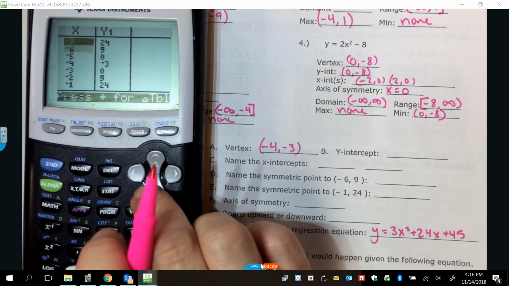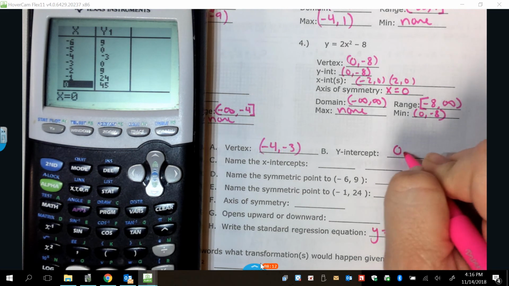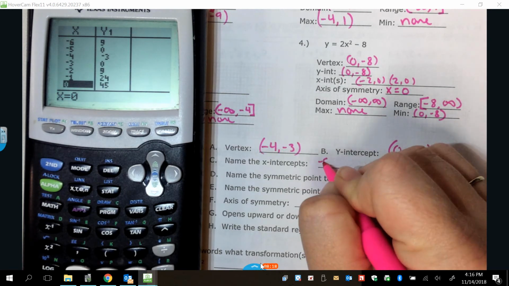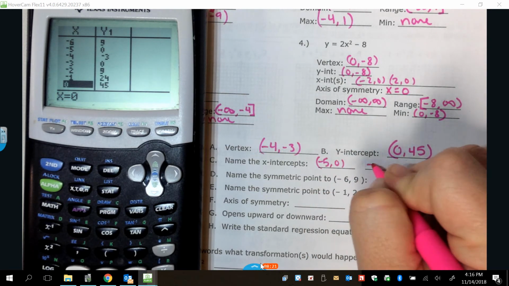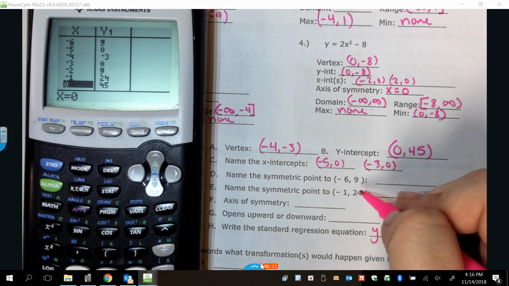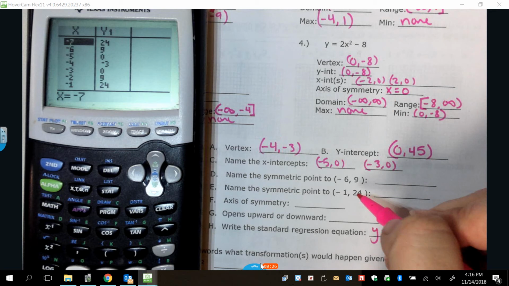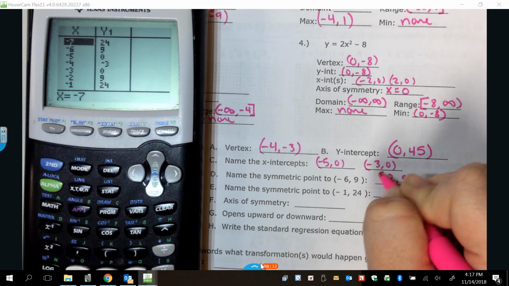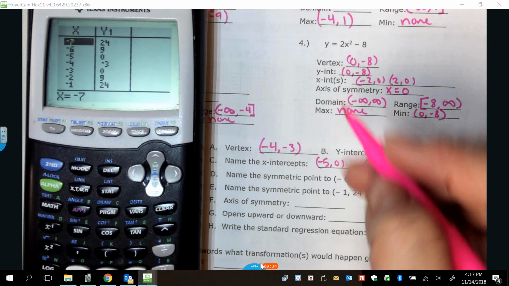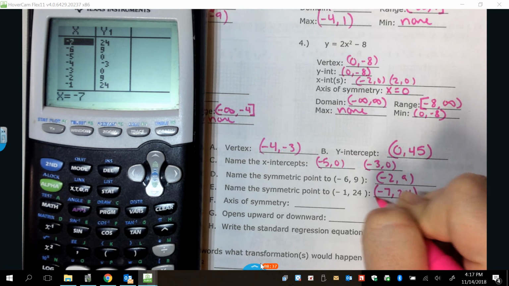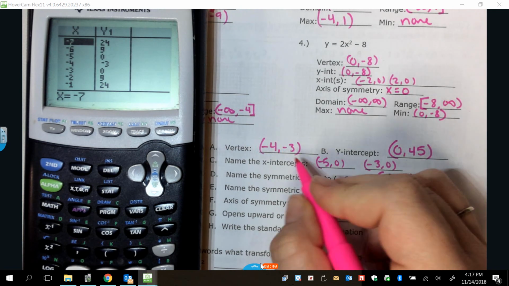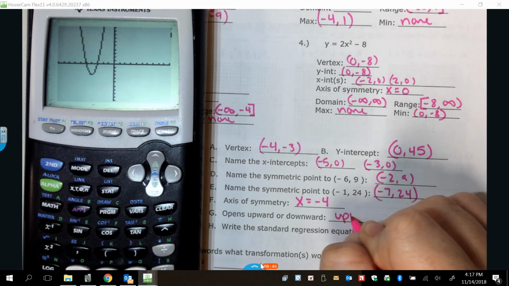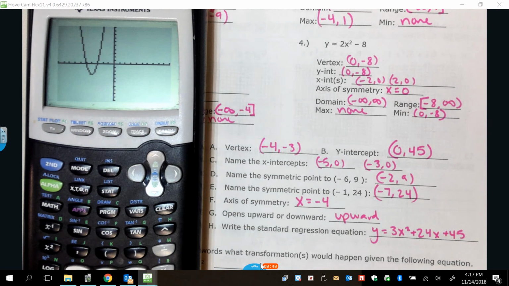My y-intercept is where x is 0. So (0, 45). X-intercepts are where y is 0. So (-5, 0) and (-3, 0). Now, these are what my rainbow tells me. Axis of symmetry is x of the vertex. If I hit graph, this opens upward, and we already came up with the equation.